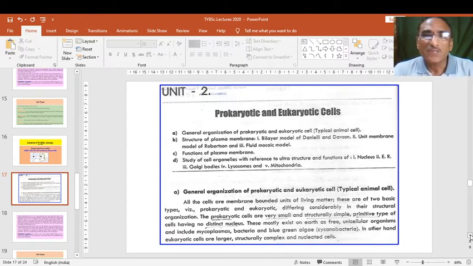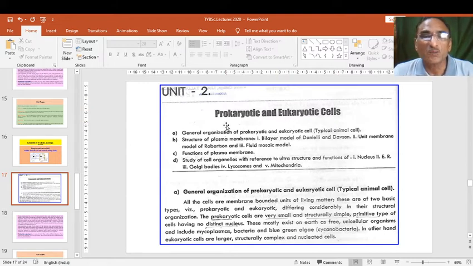Now here the prokaryotic and eukaryotic cells are the two basic types of cells. The prokaryotic cell has nuclear material but it is not bounded by a nuclear membrane, and in the eukaryotic cell the nuclear material is bounded by a nuclear wall or nuclear envelope, and therefore these are the real or true cells, for example plant cells or animal cells.